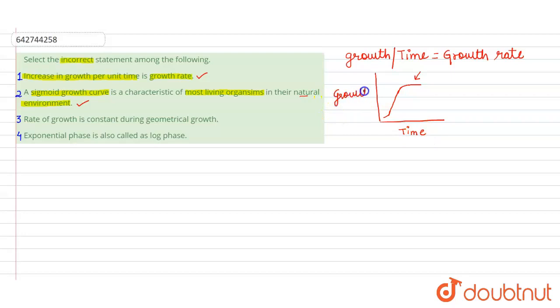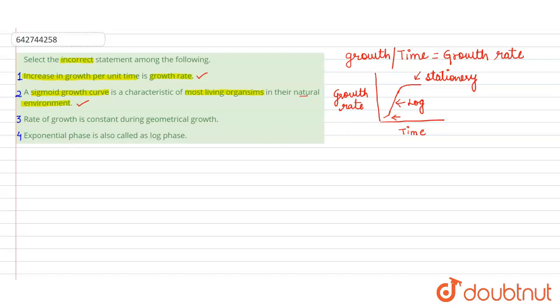So the graph shows that initially there is slow growth. This is the lag phase. Then we have the log phase, and then we have the stationary phase where the growth will no longer take place any further. So this is because in natural conditions, the environment, the resources are limited.